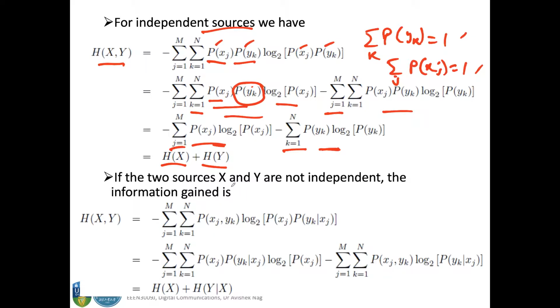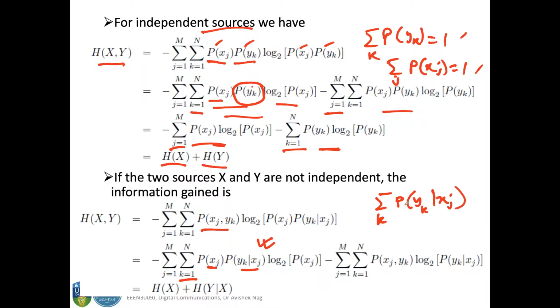If x and y are not independent, then in that case you can apply Bayes' rule to write the joint probabilities in terms of the conditional probabilities. Okay, and then the first term you can sum over all k. So sum over all k of these marginal probabilities.